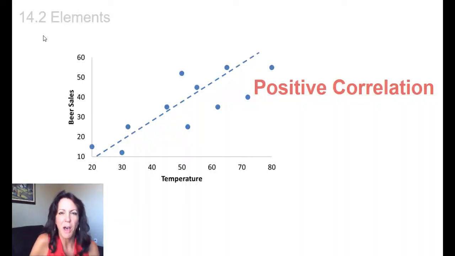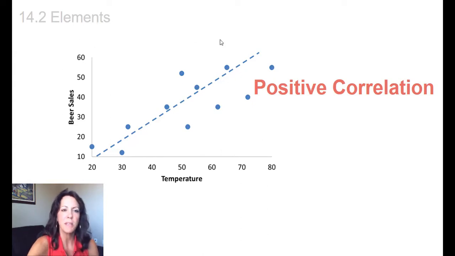So let's look at this positive correlation. On the x-axis, we have temperature from low to high. And on the y-axis, we have beer sales from low to high. And the relationship between temperature and the amount of beer that is sold is a positive correlation in this study, let's say. So what does this mean? Well, it means that if I have lower temperatures, I'm more likely to have lower beer sales. If I have higher temperatures, I'm more likely to have higher beer sales.